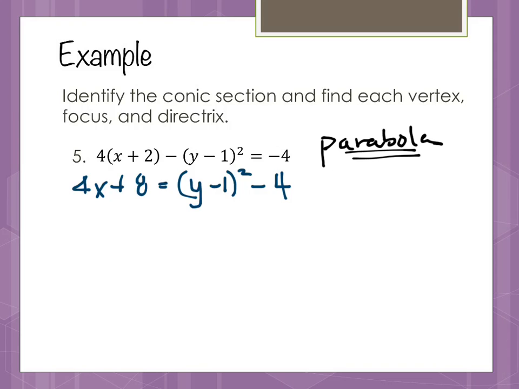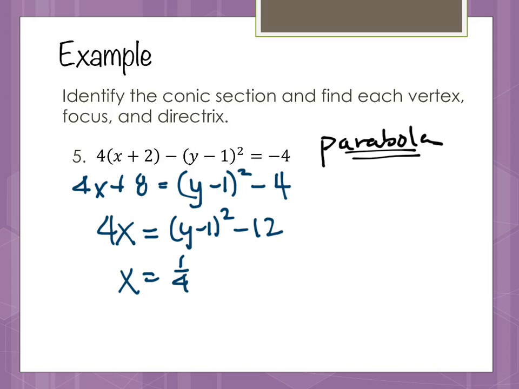I can subtract my 8 and then divide by 4. So if I subtract my 8, I have negative 12. And if I divide by 4, I get 1/4 (y minus 1) squared, and then minus 3. So this is my standard form.